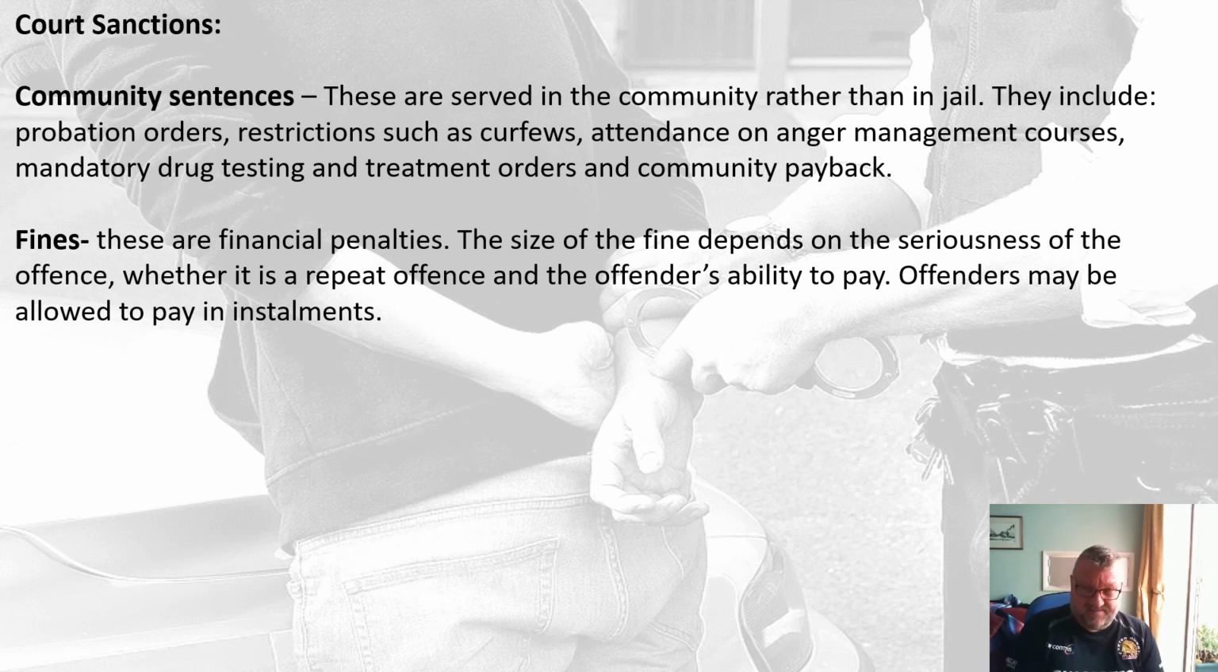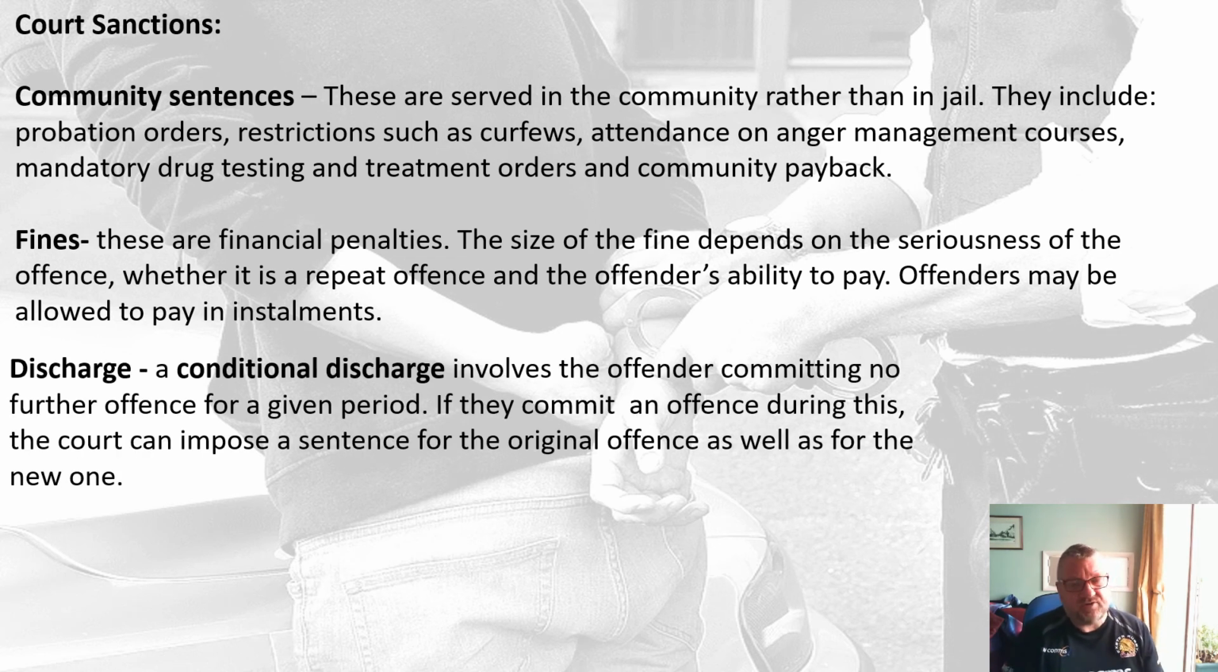The third one you've got is a fine, financial penalties, and usually the size of the fine will depend on the seriousness of the offence or whether it's a repeat offence, and also the offender's ability to pay. So if someone is on benefits, they're not going to get a huge fine because they can't afford to pay it. And there's also the possibility of offenders being able to pay in instalments. So that's 3 of the 4, and your final one is a discharge, and people often forget this. So there are 4 sanctions that can be imposed by a court: custodial, community, fines, discharges. You have to know those 4. Learn them, guys. It comes up every year.